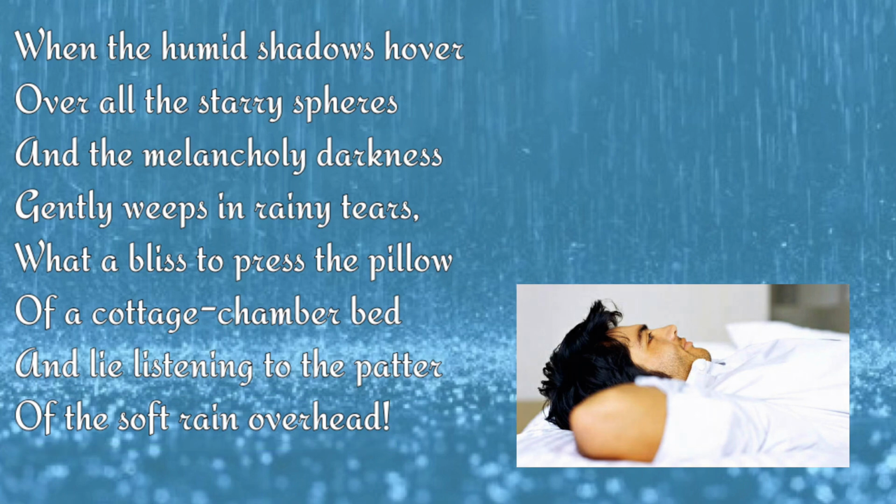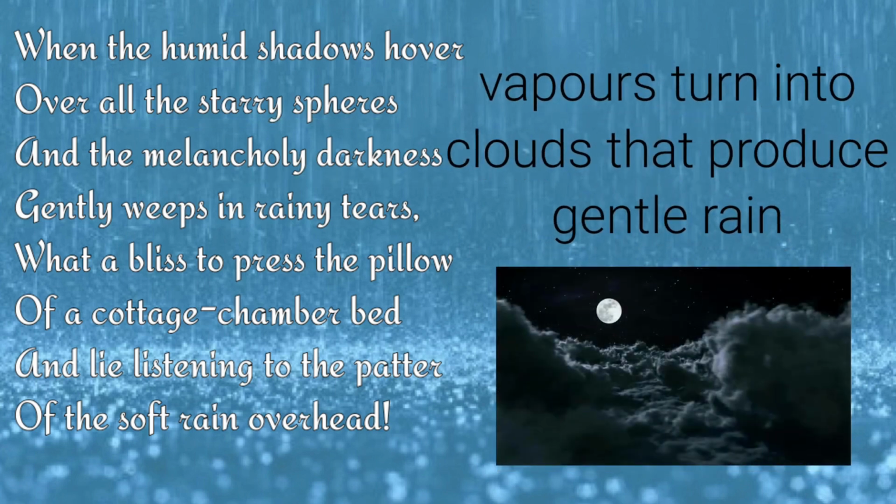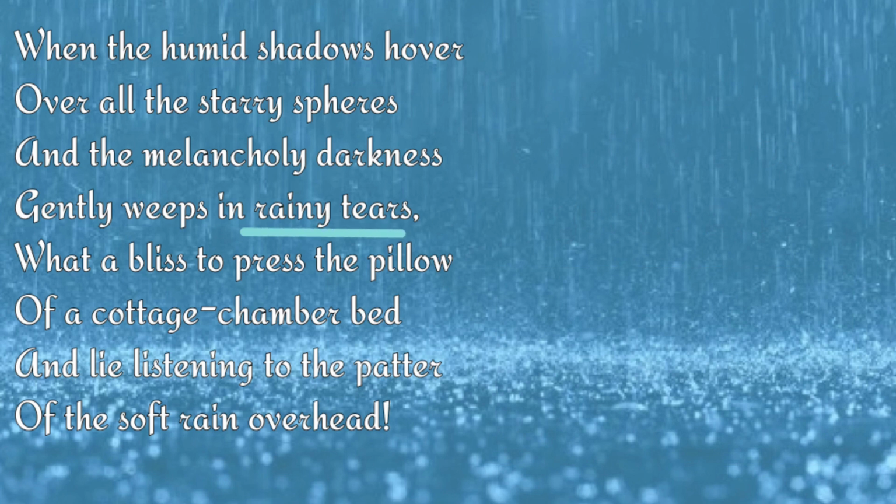The poet states that when the star-studded sky is thickly overcast with clouds, it leads to a gloomy darkness all around. The vapors condense to form clouds that produce gentle rain. According to the imagination of the poet, the raindrops are the tears shed by the dense and sad darkness.